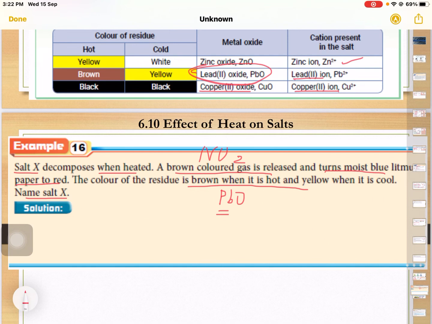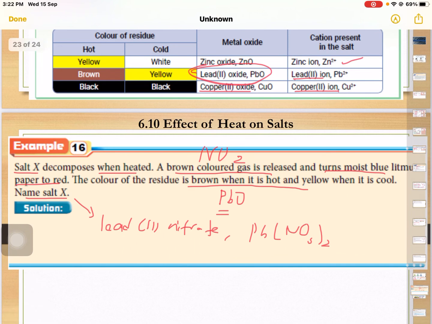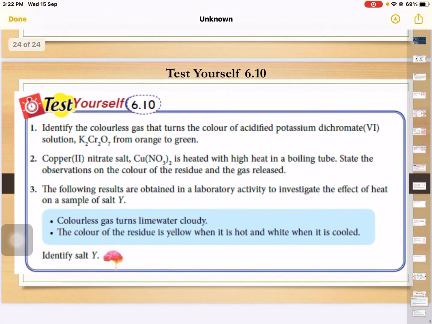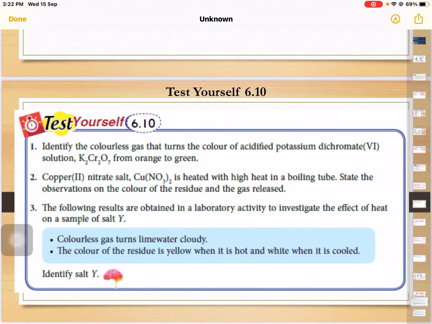So, salt X adalah lead-2 nitrate. Ataupun dia punya formula adalah Pb(NO3)2. Okay. So, untuk pengukuhan, teacher minta you all semua jawab Test yourself 6.10. Okay, identify semua gas-gas yang ada atau salt yang ada.